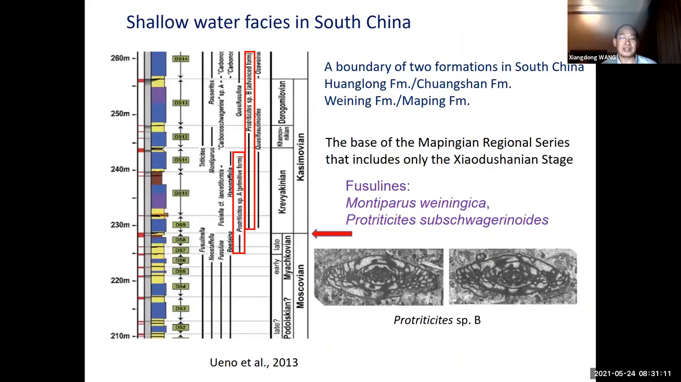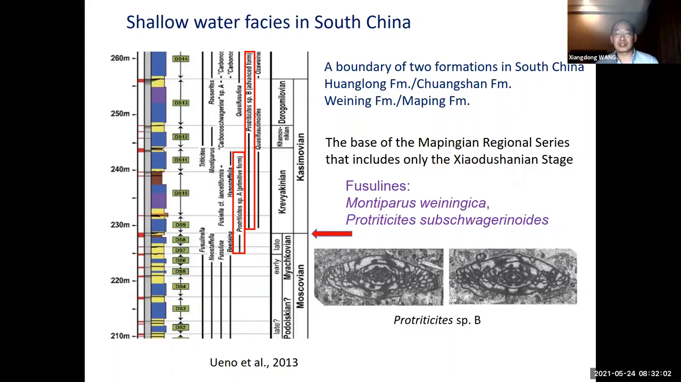And in South China, from shallow water facies, the Kasimovian boundary we usually put at the boundary of the Huanglong Formation and Caixia Formation, or the Weining Formation and the Mabing Formation. This is the base of the Mabinjing regional series, which includes only one stage, the Shadow Sandfall stage. The base is defined by Protriticites subschwagerinoides, or in other places, it's not a detailed study, but Montiparus and Weining fusulinids also appear very close to the base of Mabinjing, or the base of the stage.